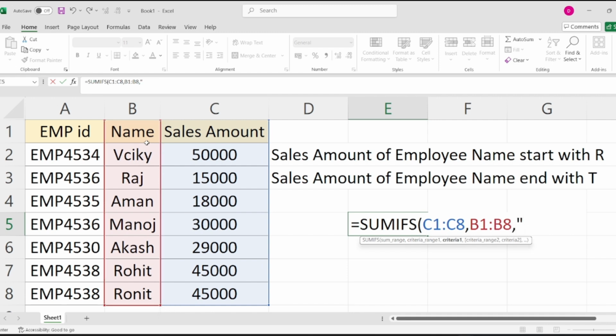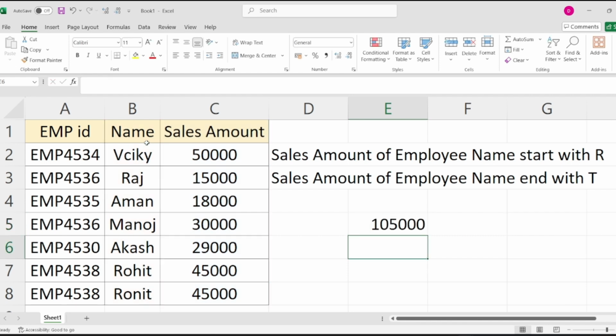Now the condition is the name is starting with R, so here is equal to R. Now we'll replace the other letters with a star, and we close the double inverted comma, and then we'll close the bracket, and now just enter. So here the sales amount is showing 1,50,000.